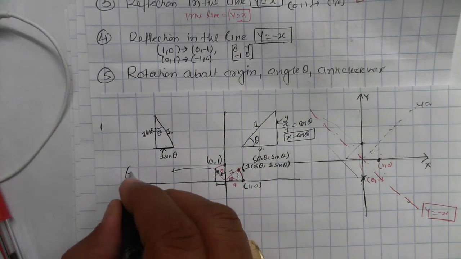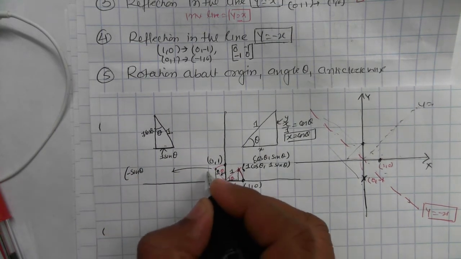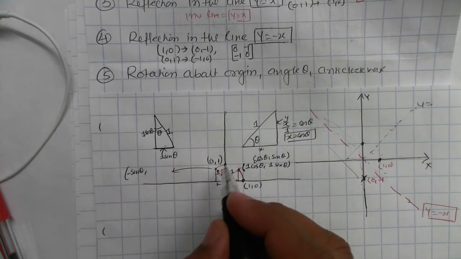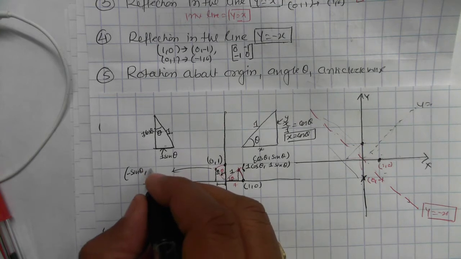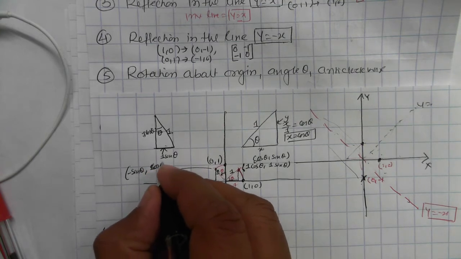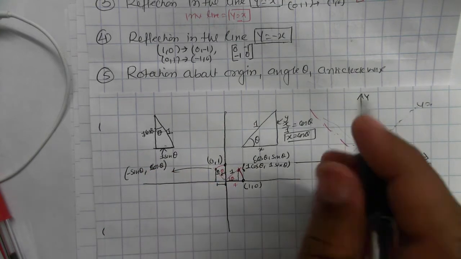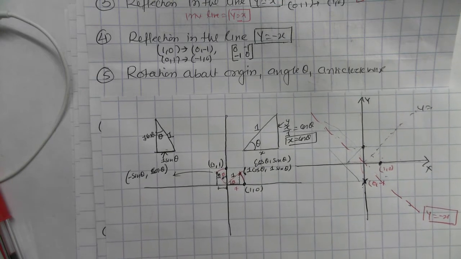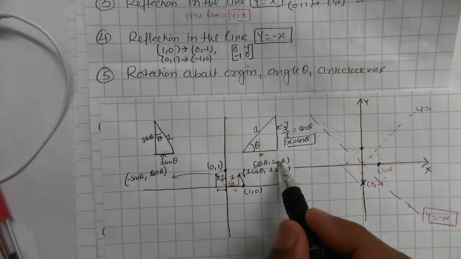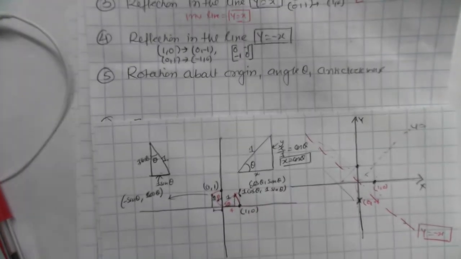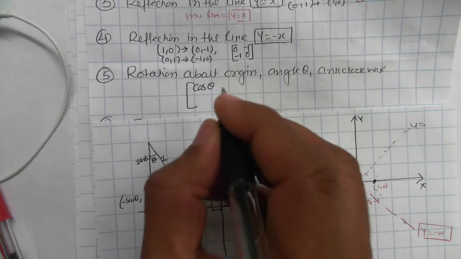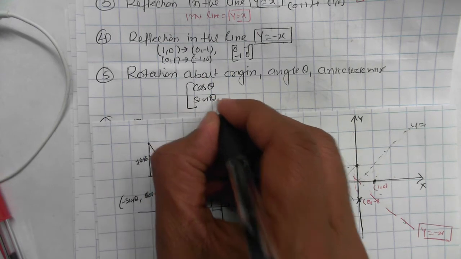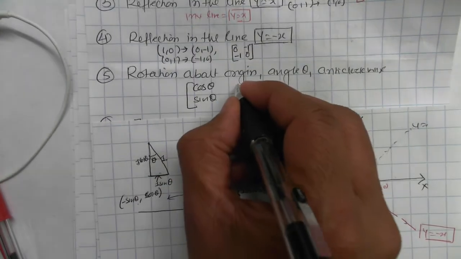And the vertical distance is positive because it's going up. It is cos theta. Okay, so the rotation about origin gives me, I write this as my first column: cos theta, sine theta, and write this as my second column: minus sine theta and cos theta. So angle could be anything.